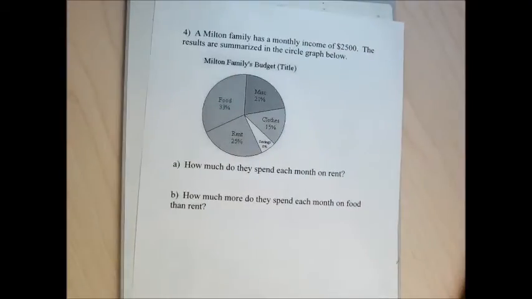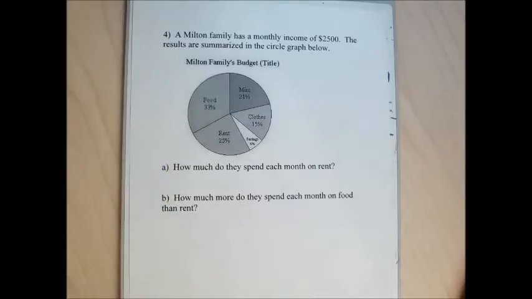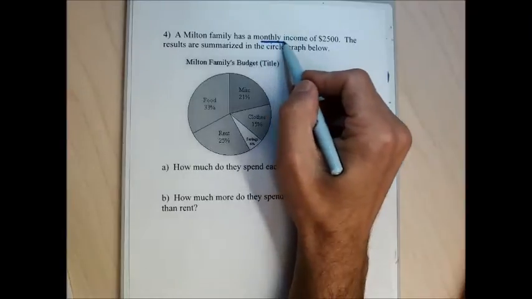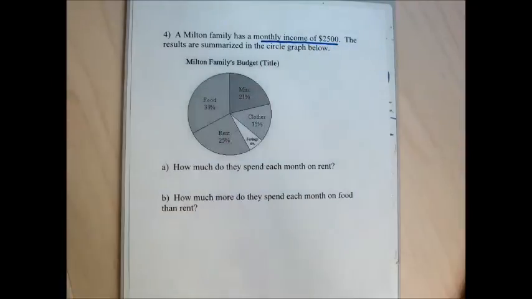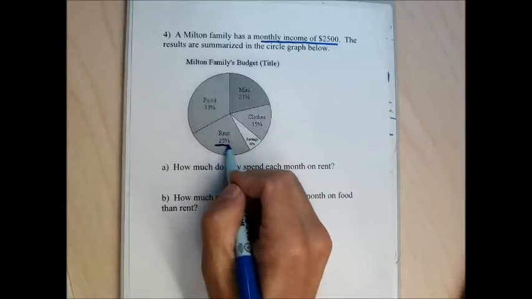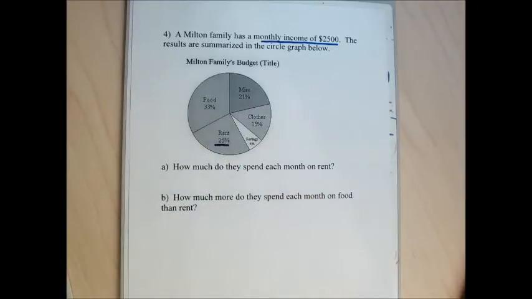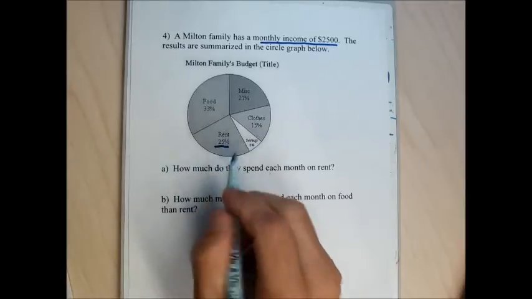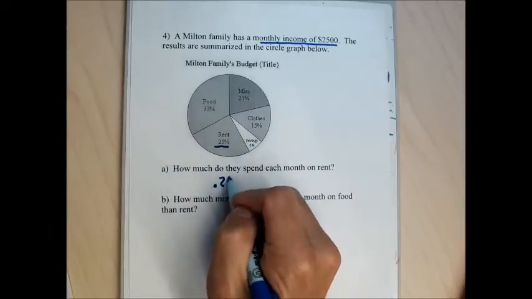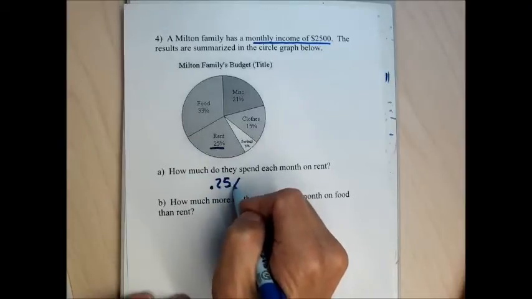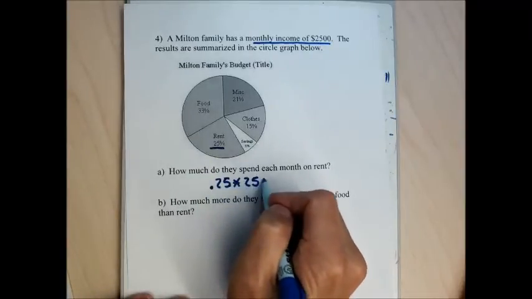All right. Problem 4 gives me a circle graph with percents in it, like we've just created for the Milton family, and it says the Milton family has a monthly income of $2,500, and this chart shows how they spend their money. Question A says, how much money do they spend on rent? Well, they spent 25% of their income on rent. I'm going to take 25% and make it into a decimal. I'm going to multiply it by the $2,500 that they make each month, and that will tell me how much.